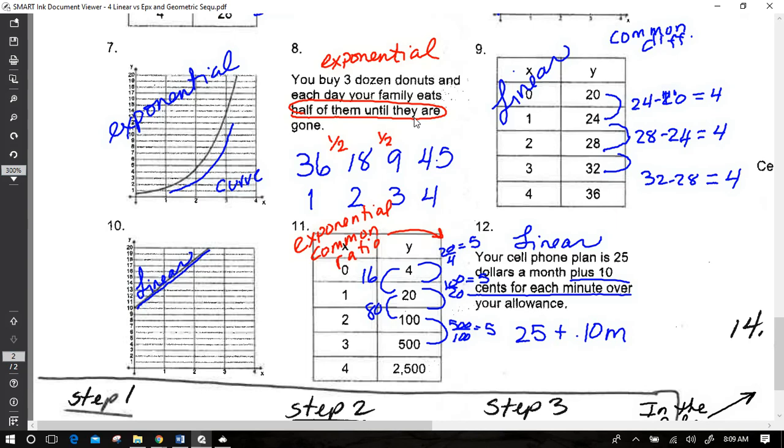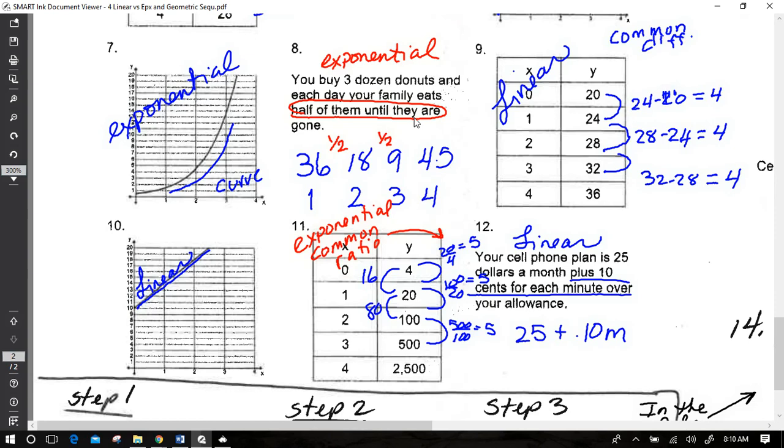In number 11, I tried to find a common difference. I did 100 minus 20 and I got 80. And then I did 20 minus 4 and I got 16. So it did not have a common difference. So then I tried a common ratio. So 500 divided by 100, 100 divided by 20, and I was getting 5 for all of them. So they had a common ratio, which makes them exponential. All right. Number 12, your cell phone plan is $25 a month plus 10 cents for each minute over your allowance.